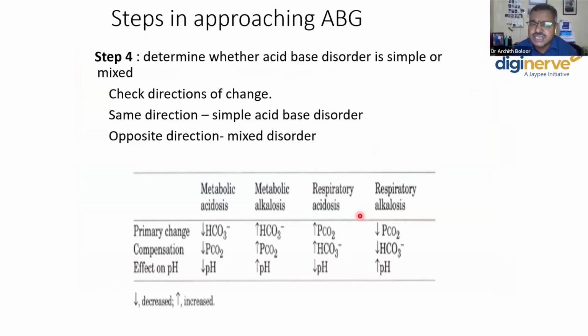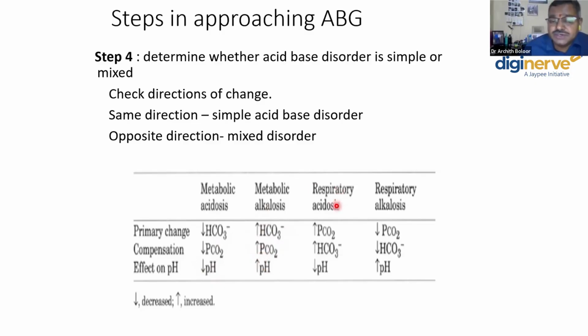So determine whether the acid base disorder is simple or mixed. Check the directions as we have already discussed. If they move in the same direction, it's a simple acid base disorder. If it is opposite, it is going to be different. The primary change in metabolic acidosis is a decreased bicarbonate. The compensation is by decreasing the PaCO2, and the pH will be low. In metabolic alkalosis, the primary change is an increased bicarbonate. The compensation is by increasing the PCO2, and that's how the pH will normalize later.